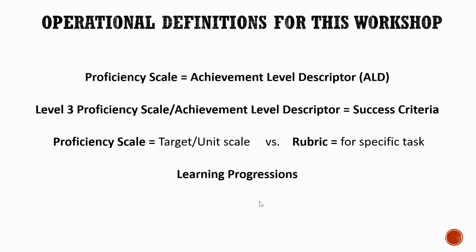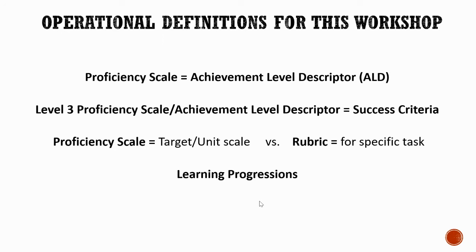Finally, on this slide are listed other key operational definitions. A proficiency scale is just that, a scale that outlines levels of proficiency. Achievement level descriptors, or ALDs, are very specific proficiency scales explicitly describing a specific target. The Level 3 proficiency scale, achievement level descriptor, equals the success criteria. It defines what it looks and sounds like when a student is proficient on that target.